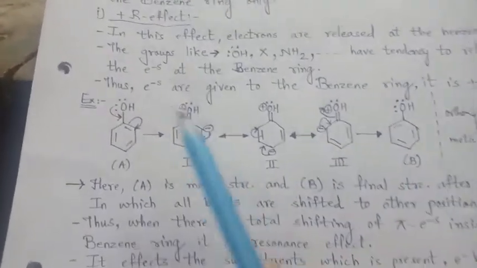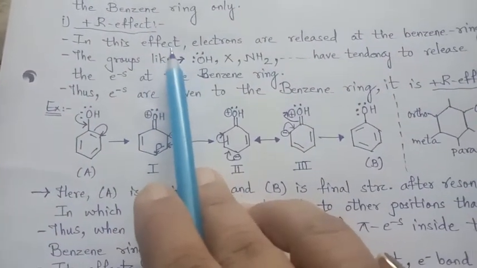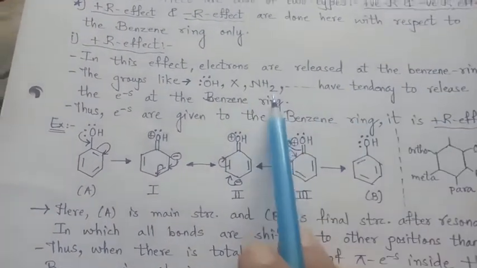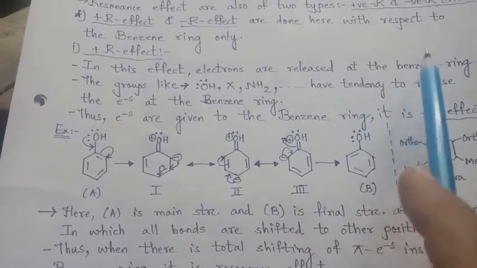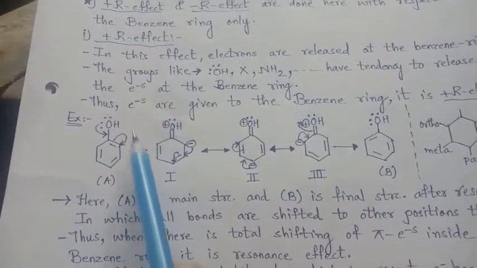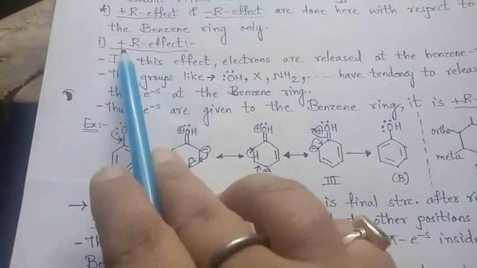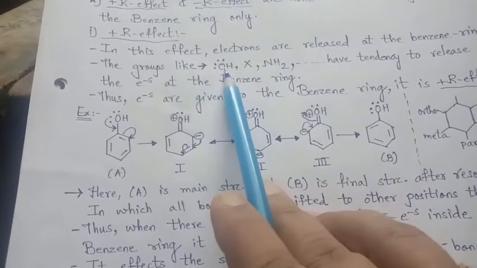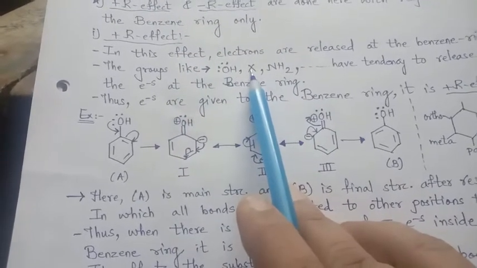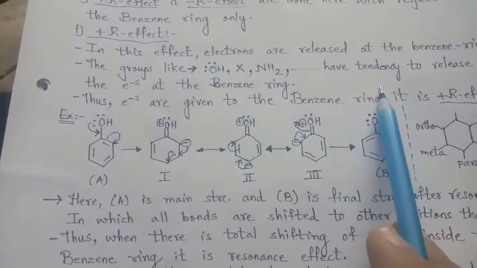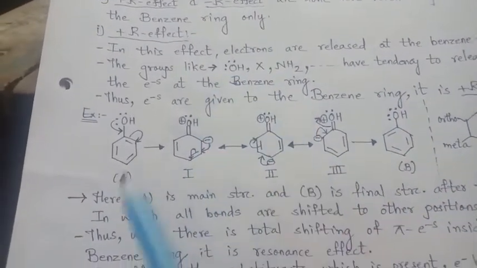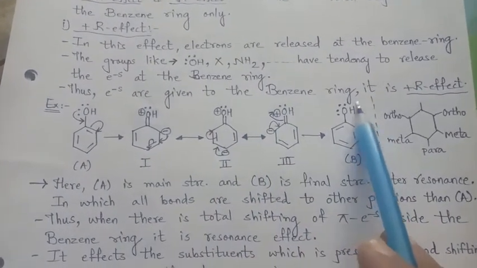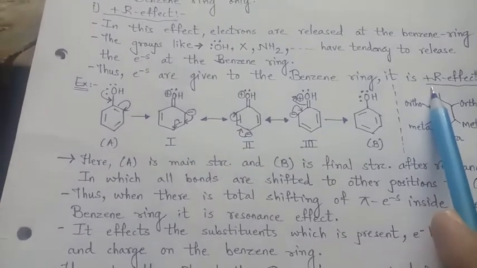So what is the positive R effect? In this effect, electrons are released to the benzene ring. It means electrons are given to the benzene ring, and as they are given to the benzene ring, it is a positive effect. Groups like OH, alcohol, X, halogen, amine have the tendency to release electrons into the benzene ring, and thus electrons are given to the benzene ring here. It is termed as the positive R effect.